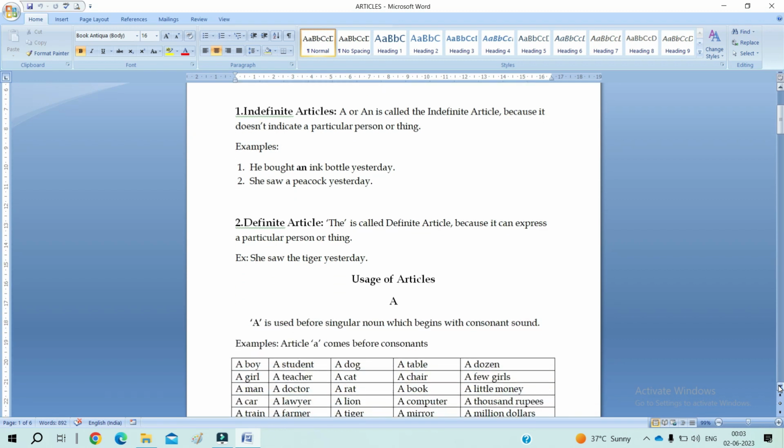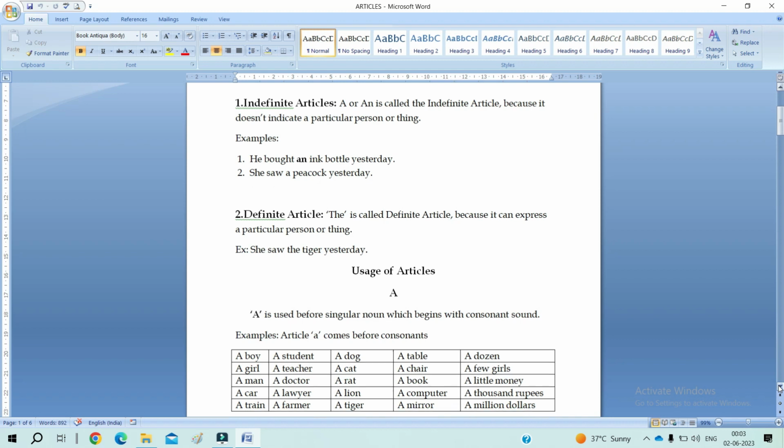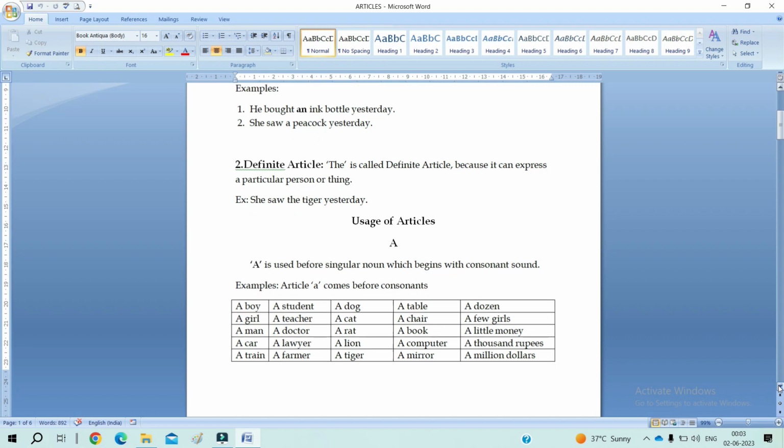The is the only definite article, right? The is called the definite article because it expresses a particular person or thing, whereas a or an doesn't indicate a particular person. Simple, easy to remember. Example: she saw the tiger yesterday.